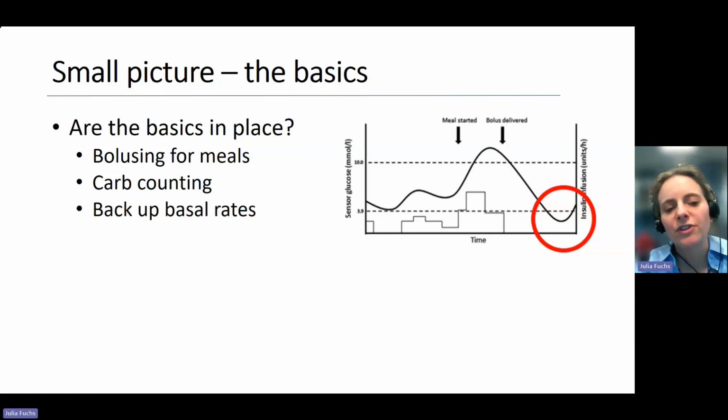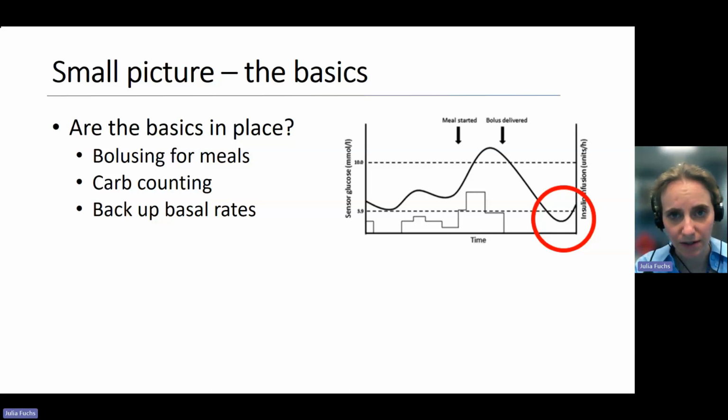The other thing that's really important to remember are backup basal rates. So it's very important to look at those every 3 to 6 months in children and young people, because they grow and they need different amounts of insulin. And when somebody comes out of closed loop, they need to be safe.